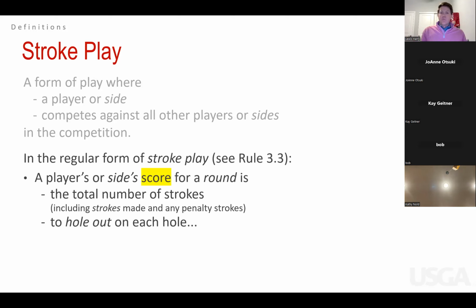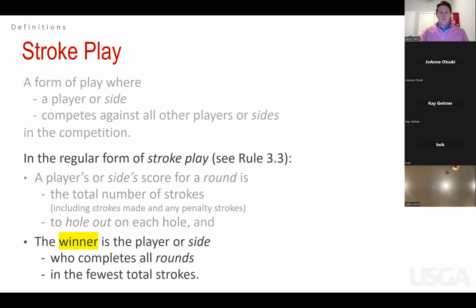When we have the regular form of stroke play, what a lot of us play over here in the States, and I know across the pond it's a little bit different, but when we talk about individual stroke play, which is our predominant form of play here in the States, we're talking about a player or a side score for the round. That's the total number of strokes on the scorecard, both stroke and penalty strokes, that it takes to hole out on all the holes added up over the whole round. When we have a winner in stroke play, it's the side or the individual that has the lowest score at the end of either one round or all rounds combined. The lowest score wins in stroke play.